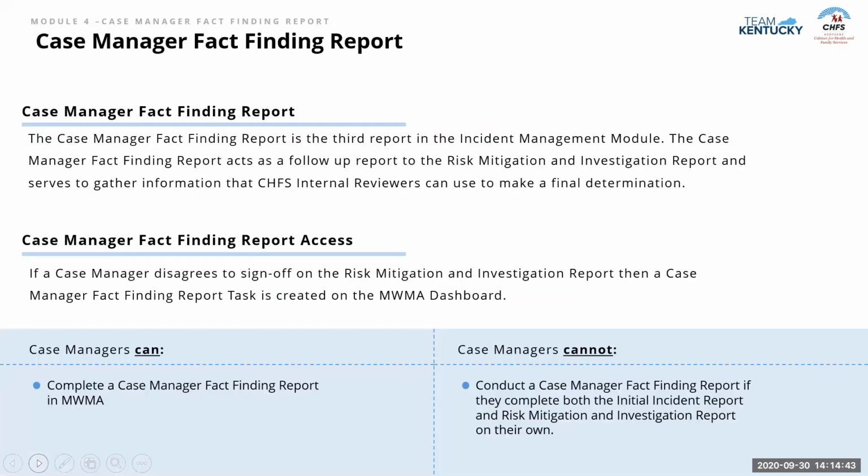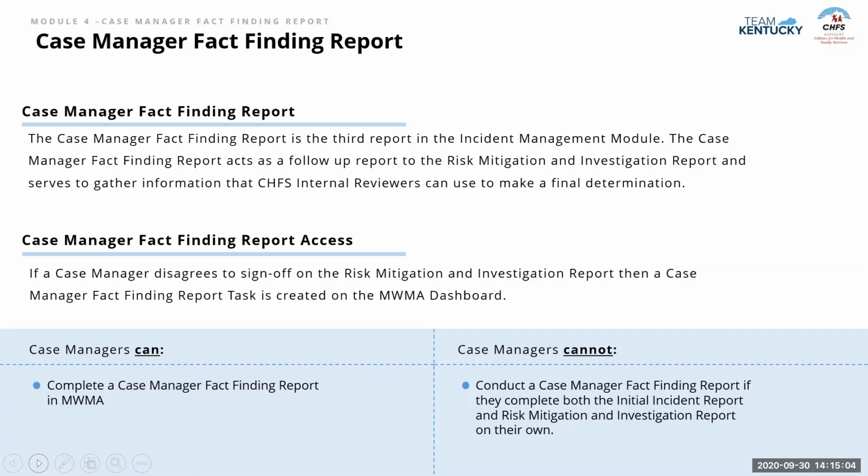We'll give you an overview of that case manager fact-finding report, but again, it is the third report in the incident management module. It comes right after the risk mitigation and investigation report. And the case manager fact-finding report acts as a follow-up report and serves to gather additional information that CHFS internal reviewers can use to make a final determination, right?